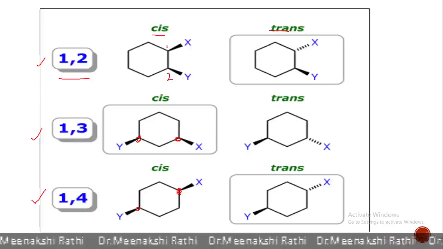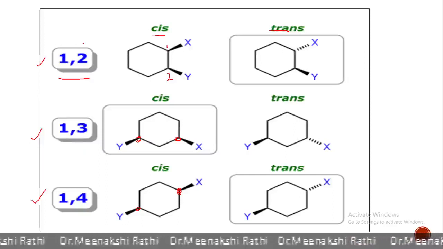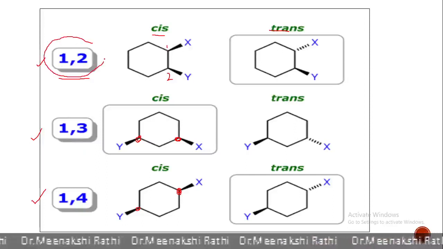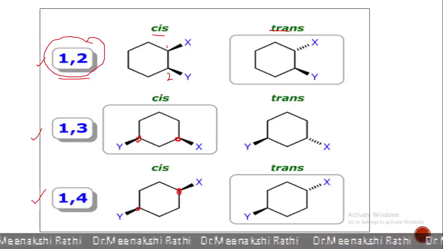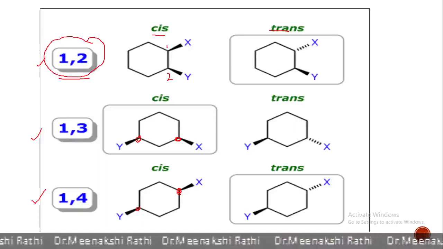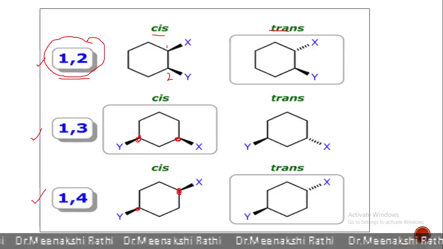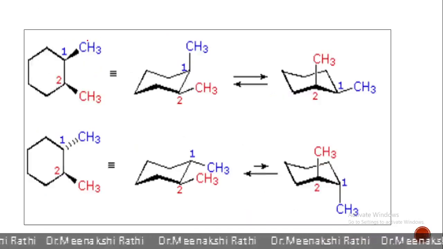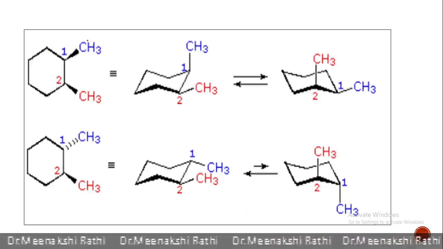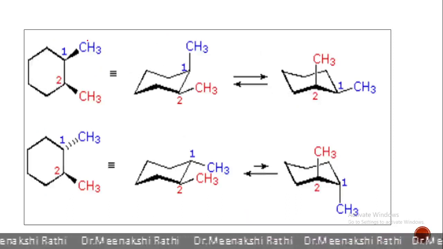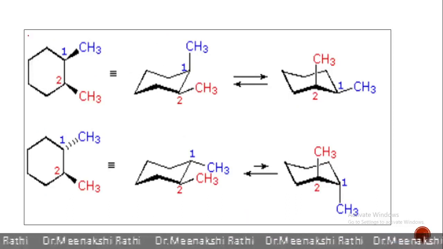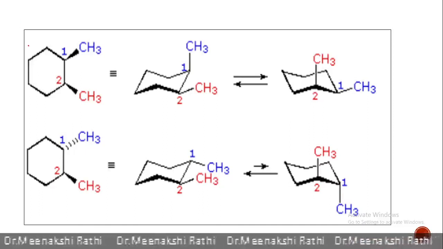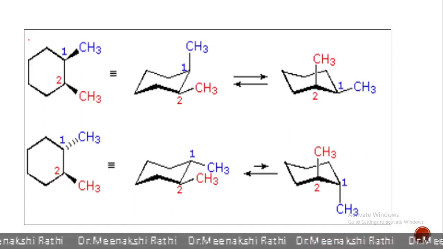But in the BSc syllabus, we are going to study the conformation of only 1,2 disubstituted cyclohexane. 1,2 disubstituted cyclohexane shows two geometrical isomers. First cis and another one is trans.